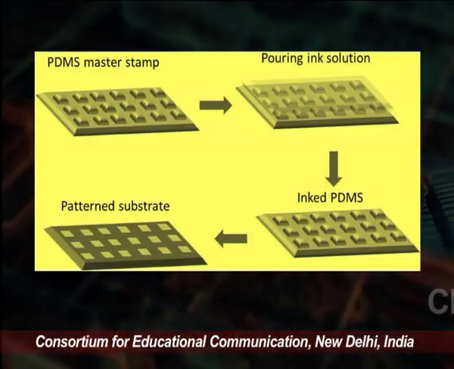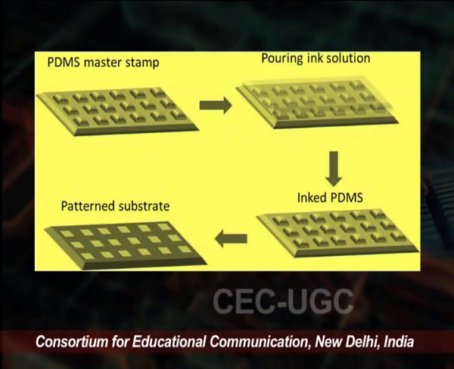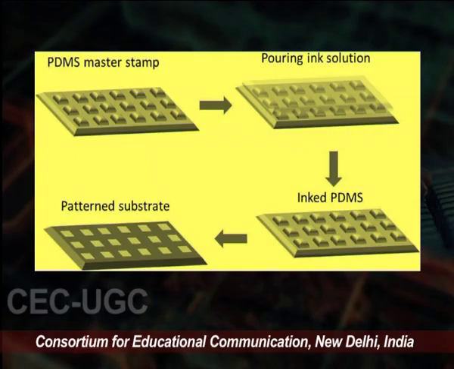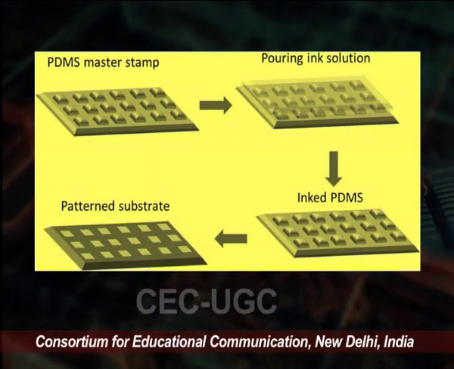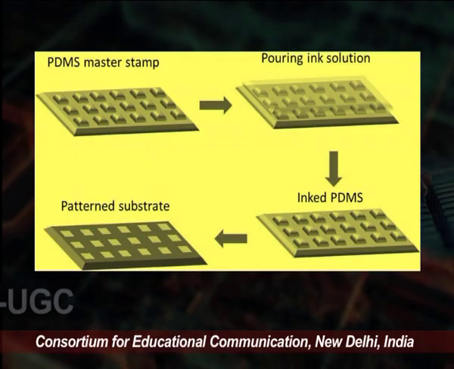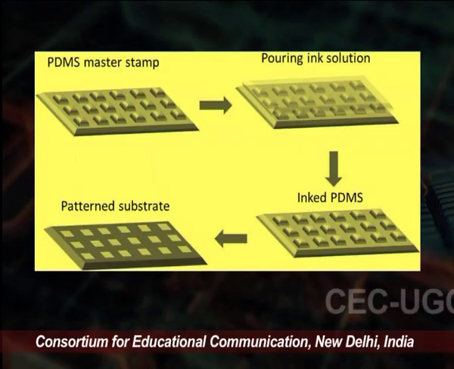You see on the screen the method by which we print using this printing technology. You see, the PDMS master stamp has been prepared. Now we pour the ink, which is in the form of a solution, on this PDMS master stamp. After that, this PDMS is inked, so it is called the inked PDMS. Now we have the patterned surface, and that surface is used.